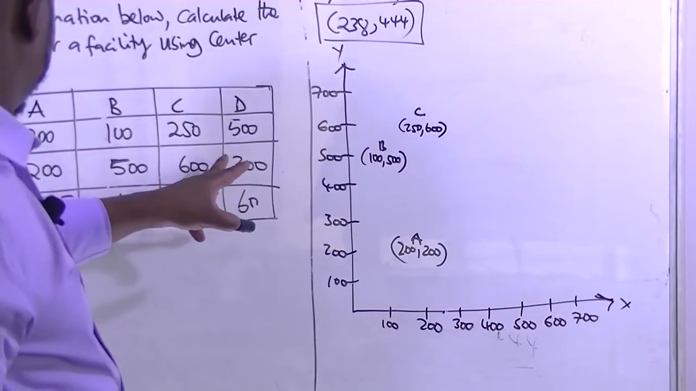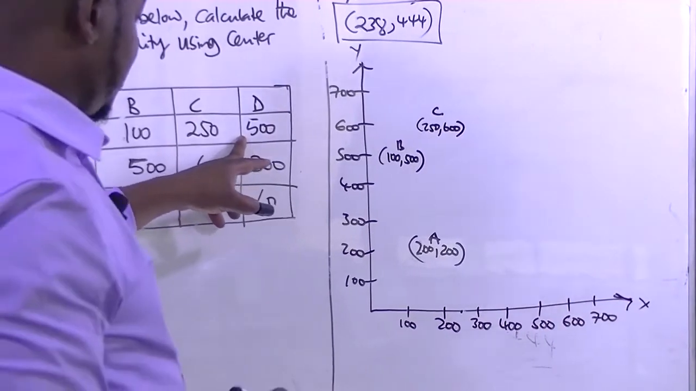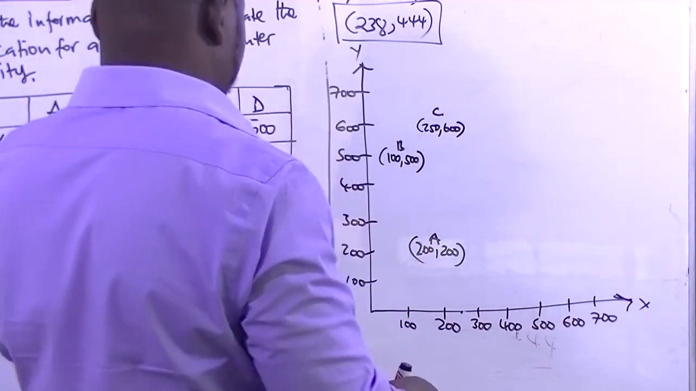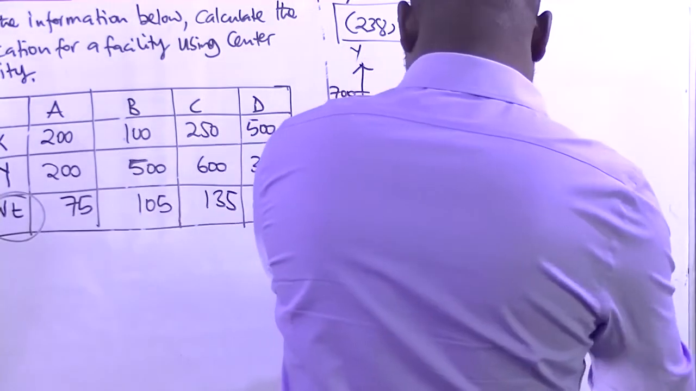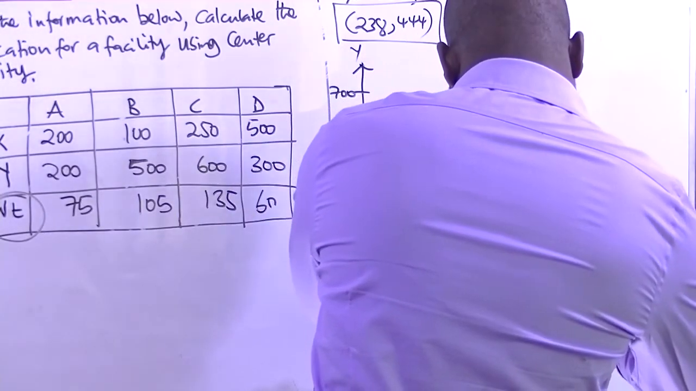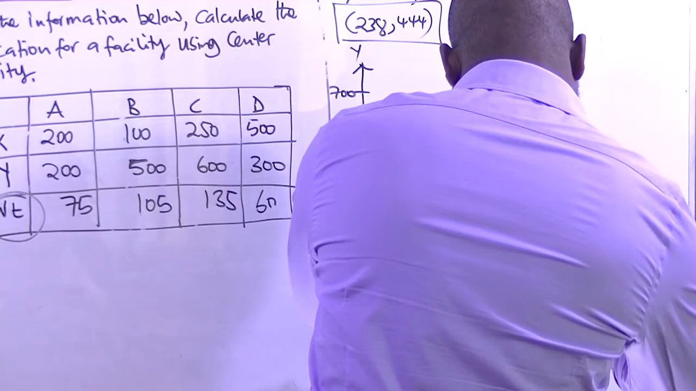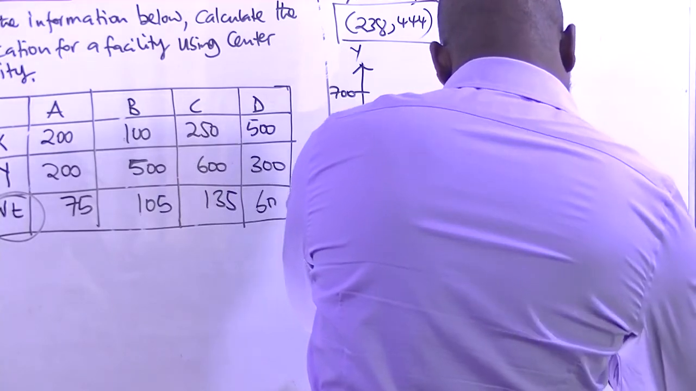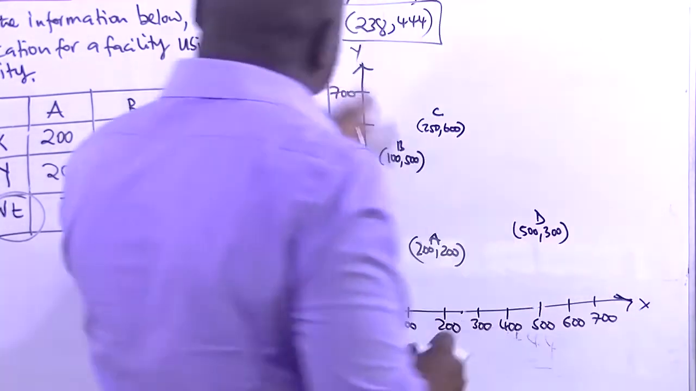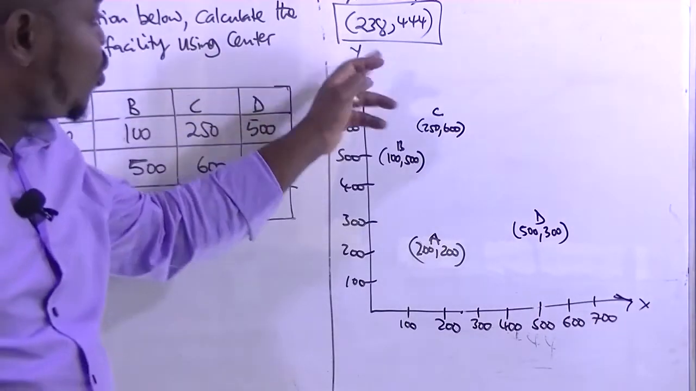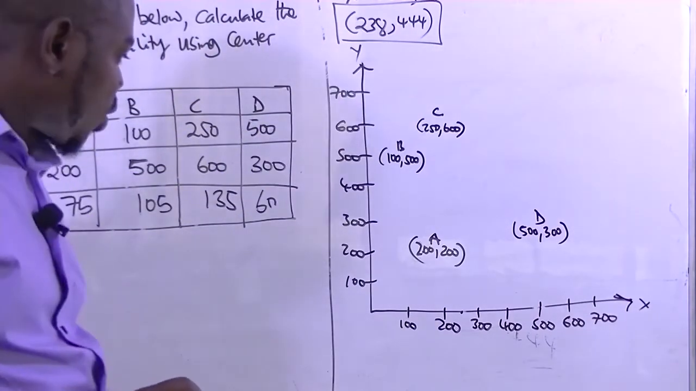300 against 500. So 500 will be our X, and our Y will be 300. 500, 300 here. Superb. That is our D. Now let's check where our ideal location is falling, okay?